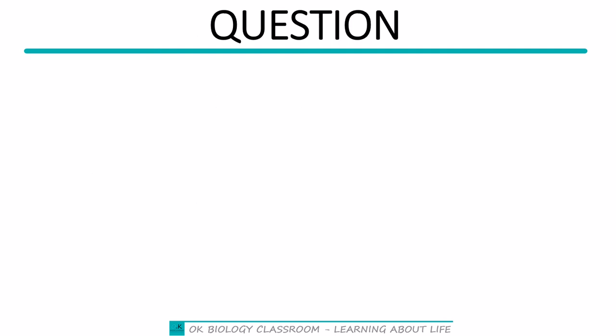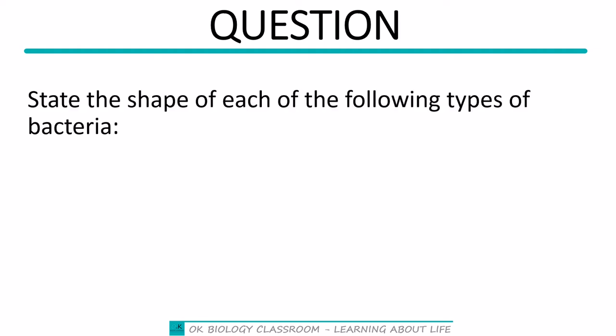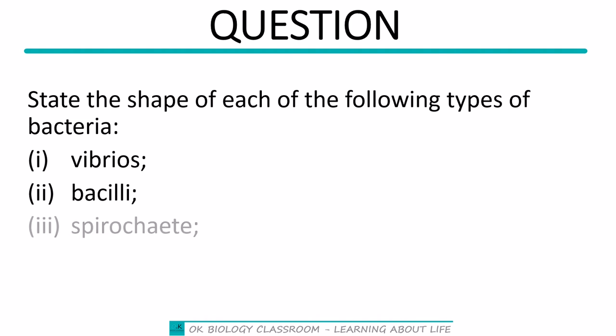Okay, so just like we do, I have these few questions that I would like you to try, and you can send your answers in the comment section or to the contact that I'll be adding. So you have to state the shape of each of the following types of bacteria: Vibrios, Bacilli, Spirochaetes, and Cocci. Very simple.